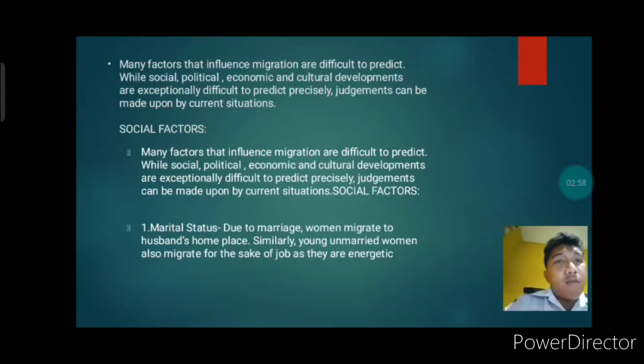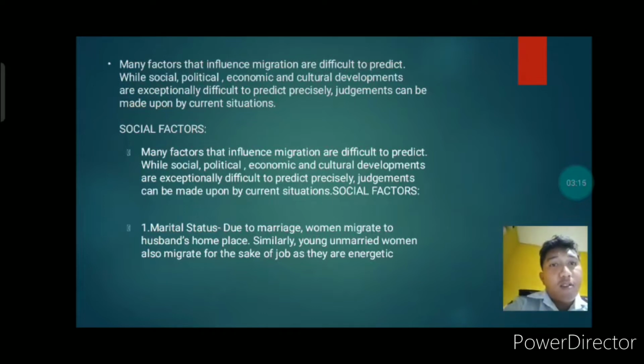Many factors that influence migration are difficult to predict, while social, political, economic, and cultural developments are exceptionally difficult to predict precisely. Judgment can be made based on the current situation.